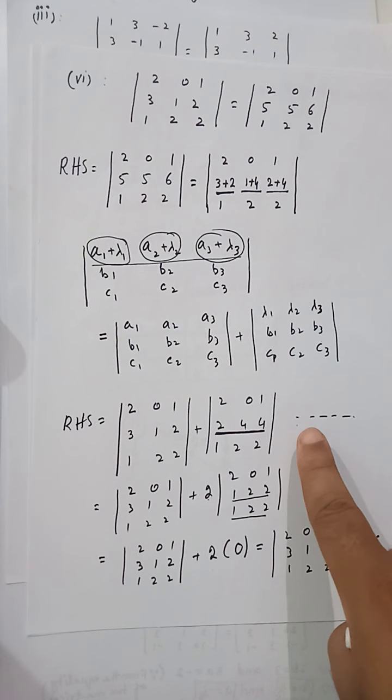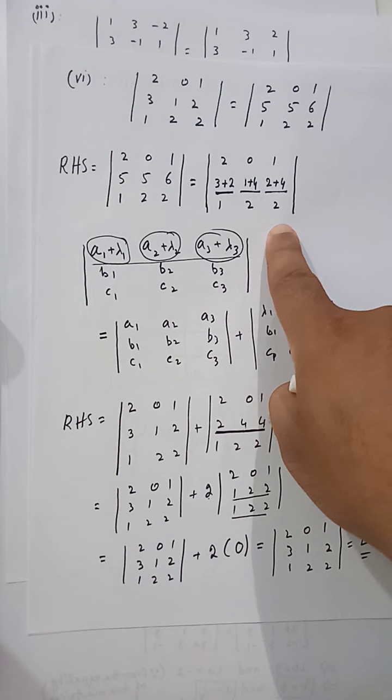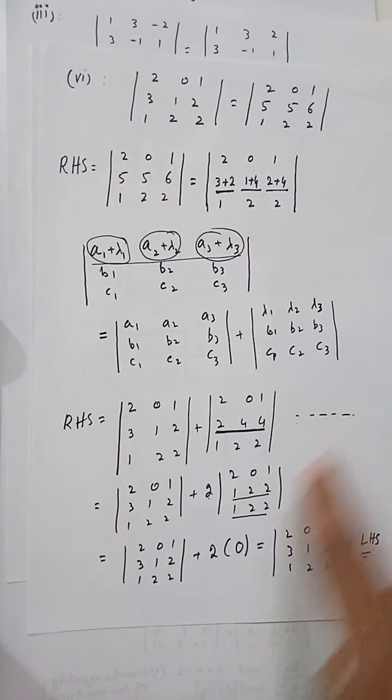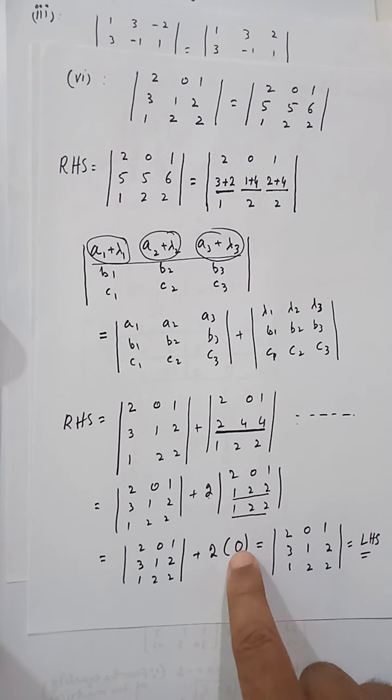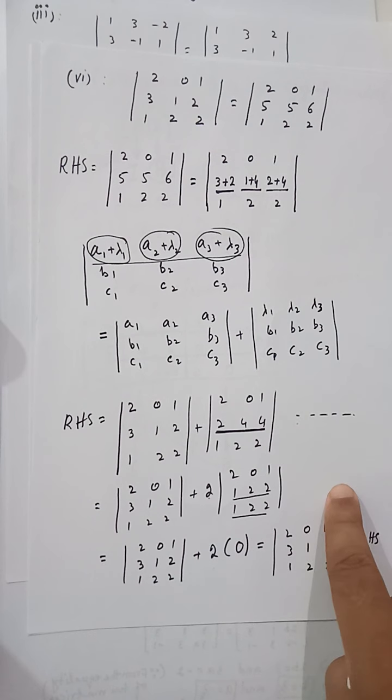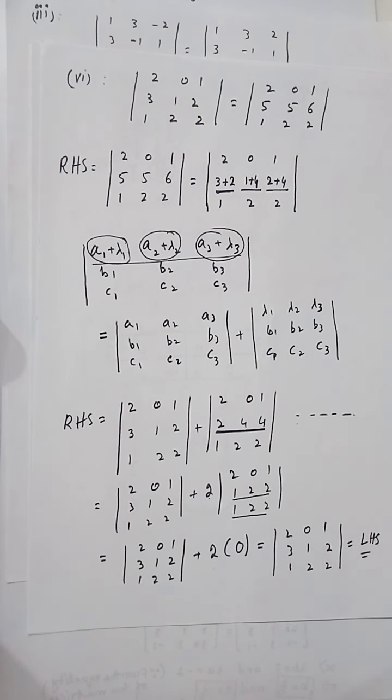You will write the property when you convert the single determinant into two determinants here, and when you write that the determinant of this is equal to 0. So you must write here that whenever two rows or two columns of a matrix are identical, then the determinant of that matrix is equal to 0. So you see that we just use the properties to show that the left hand side is equal to the right hand side.